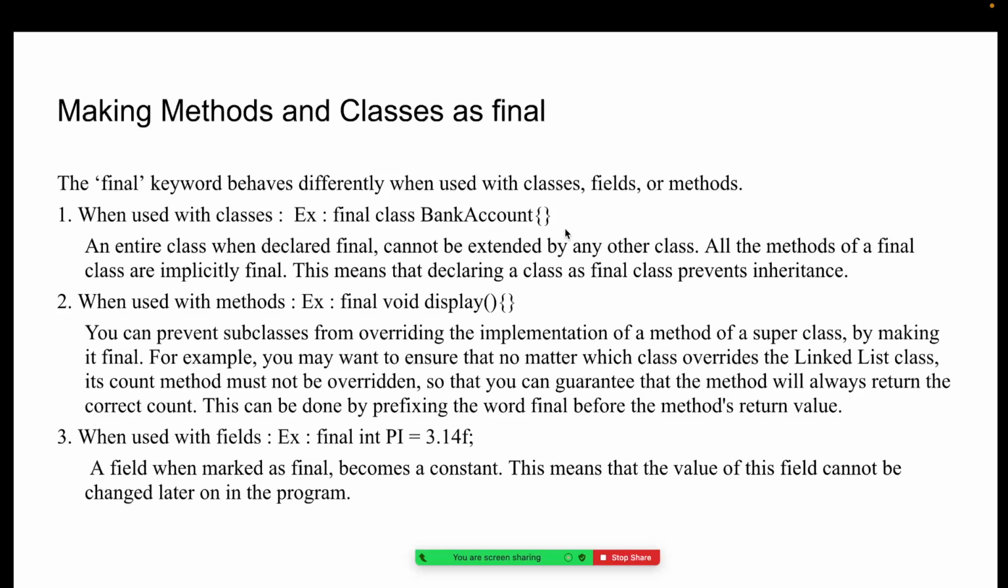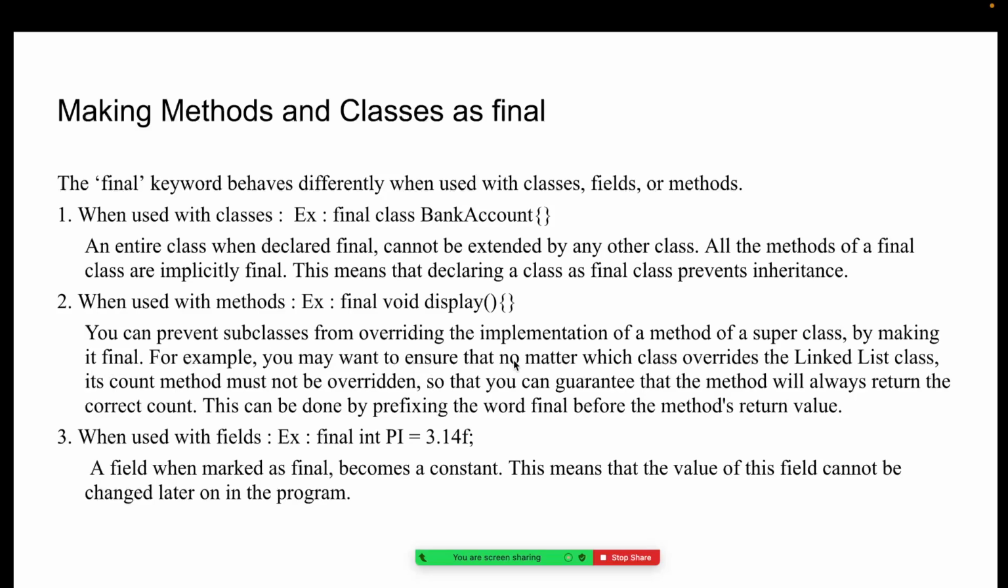Now what happens when you use a final keyword with methods? Suppose before your method, a void display method, you put a final keyword. When you use the final keyword before any method, you are basically preventing that method from being overridden. So any final methods will not be overridden by a child class. You can prevent a subclass from overriding the implementation of a method of a superclass by making it final.